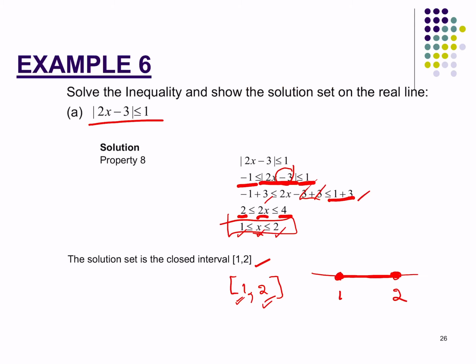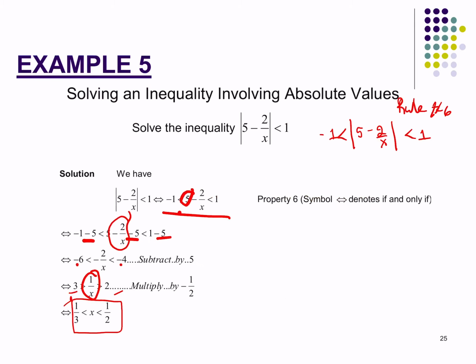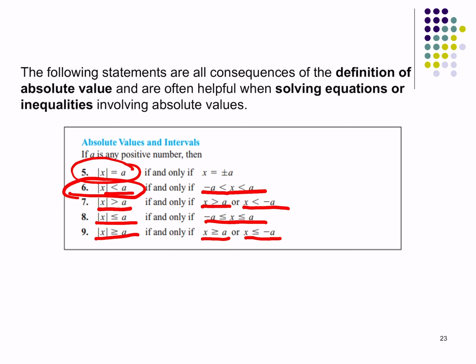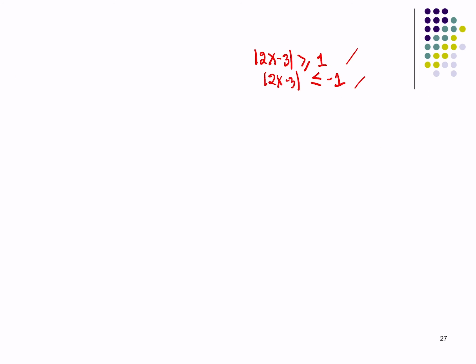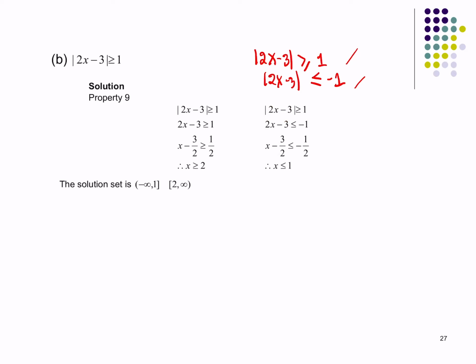Okay, I will go back to property number 9 for you, and then you can have a look at that. So you will have the value of x. One is x greater than or equivalent to a, and the other one is x less than or equivalent to minus a. Okay, right. So that is how we have two different solutions for x.